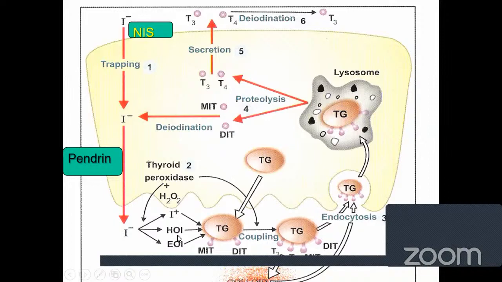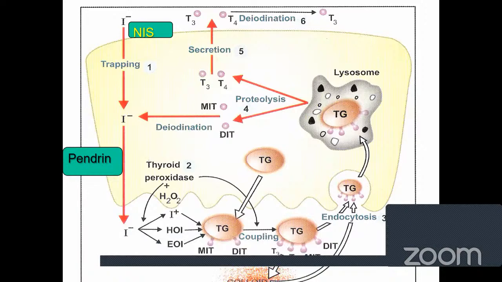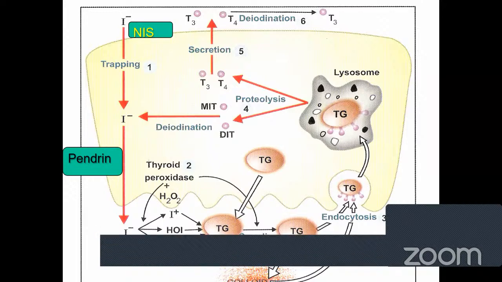Now those hypoiodous forms, it will combine with the tyrosine residues of this thyroglobulin molecule. Then there is formation of MIT and DIT. Now MIT stands for monoiodothyronine and DIT is diiodothyronine. So here there are two molecules, and in MIT there is one molecule.